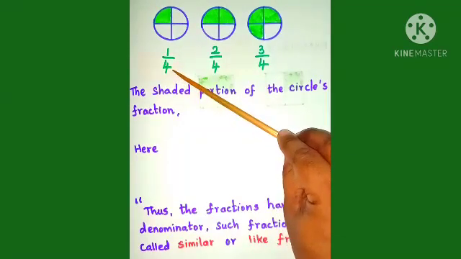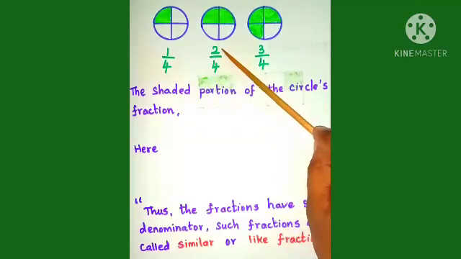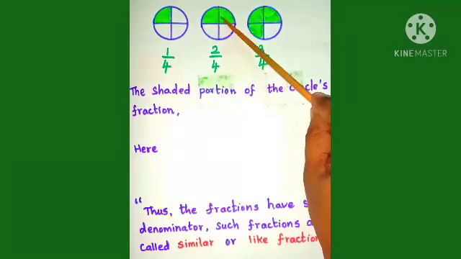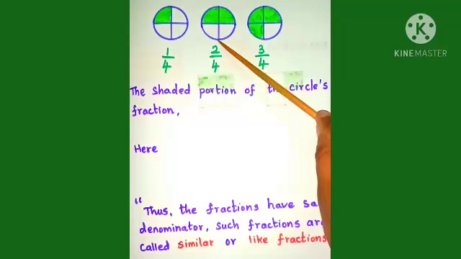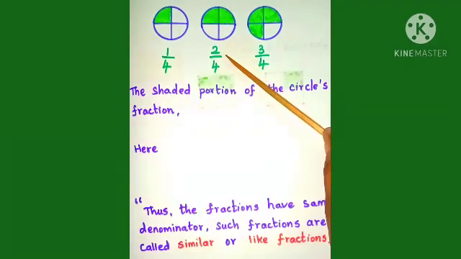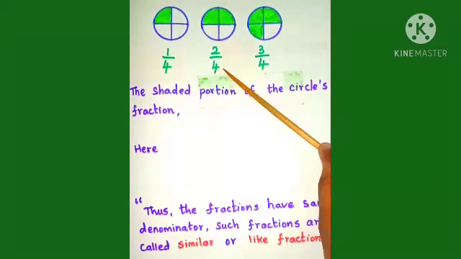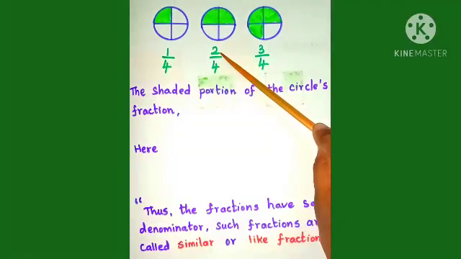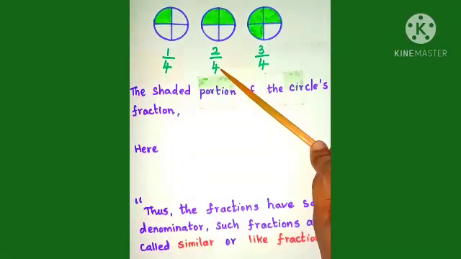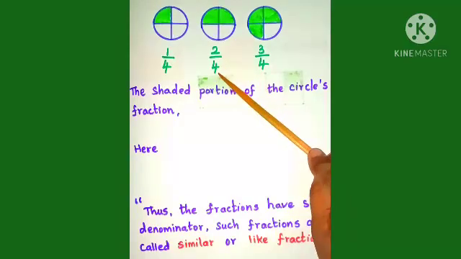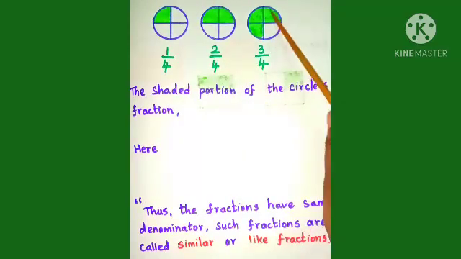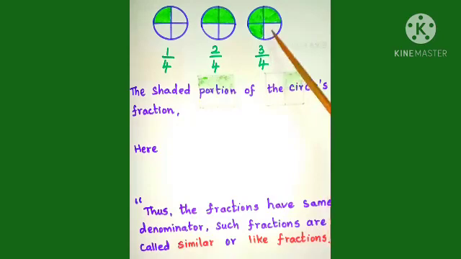number of parts. Okay, and here come to the next picture. Here 2 parts are shaded out of 4 equal parts. Thus the fraction can be written as 2 by 4. 2 parts are shaded out of 4 equal parts. It can be read as 2/4. And here 3 parts are shaded out of 4 equal parts. So it can be written as 3 by 4 and can be read as 3/4.